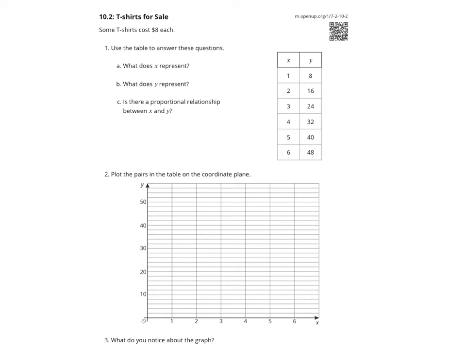And now we're going to work through the next task, which is about t-shirts for sale, okay? And it's important that we understand what's happening here. It says some t-shirts cost $8 each. Use the table to answer these questions. So here's our table. We have X and Y in this table, and we notice the X's are going up by 1, and the Y's are going up each time by 8.